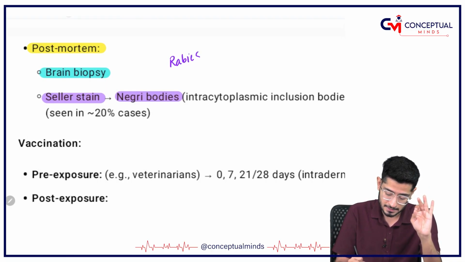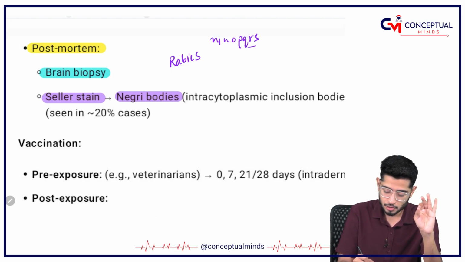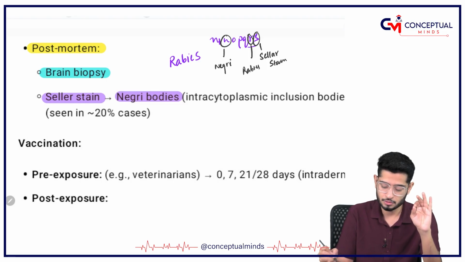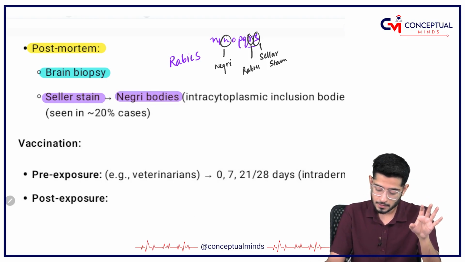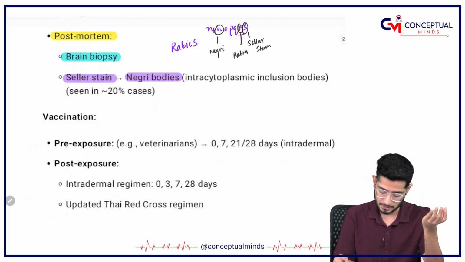So what I want to tell you is that you will take the biopsy of the brain to check for rabies. If you know ABCD, PQRS, and here MNO, MNOP, QRS. N for what? N for Negri bodies. S for what? Cellular stain. R for what? Rabies. So they come very close to each other. And these are the intracytoplasmic inclusion bodies.